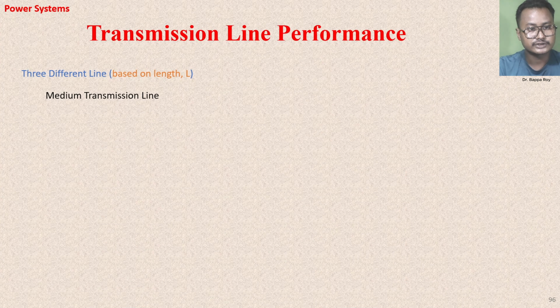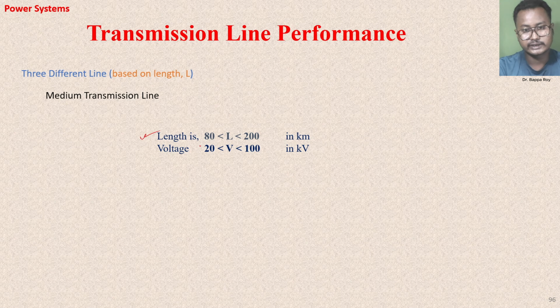Now next is medium transmission line. We will call it a medium transmission line when the length of the transmission line is between 80 to 200 kilometer. That means the length is greater than 80 kilometer, but less than 200 kilometer. And voltage is greater than 20 kilovolt, but less than 100 kilovolt. So this is the parameter for medium transmission line.